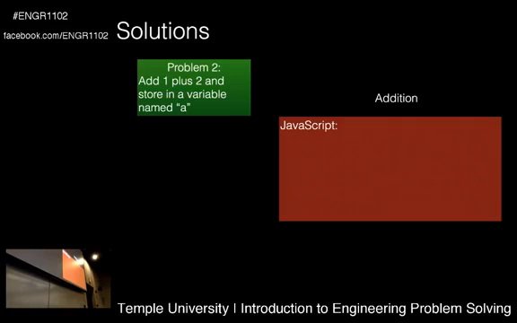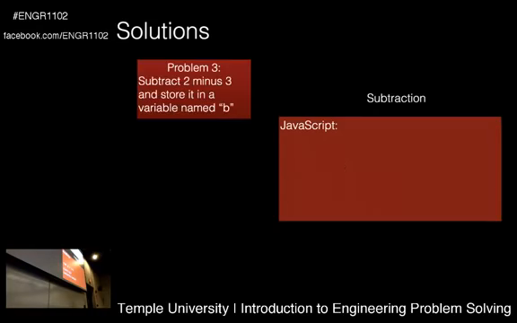1 plus 2, stick it in a variable named a. Var a equals 1 plus 2. All right. And then once again, we could look at it using alert, or we could use console.log. If I run the alert, what's going to pop up? A 3. All right, cool. Number 3 here, subtract 2 minus 3, store it in a variable named b.